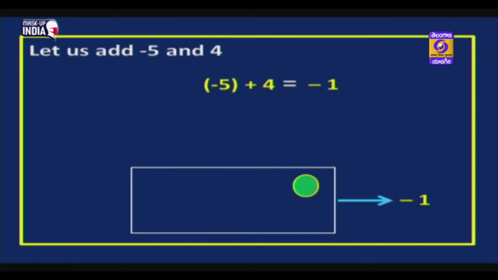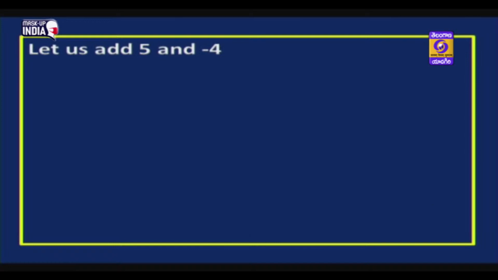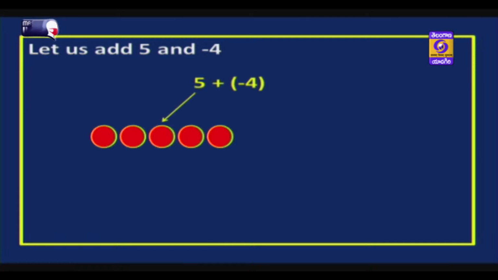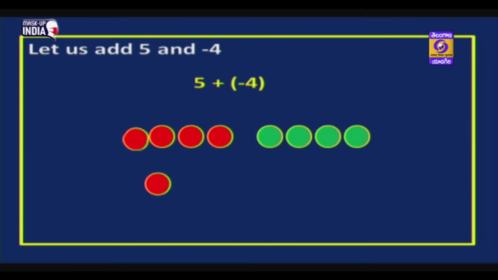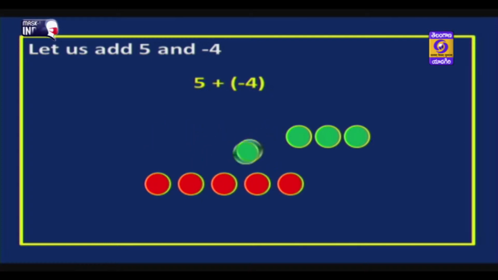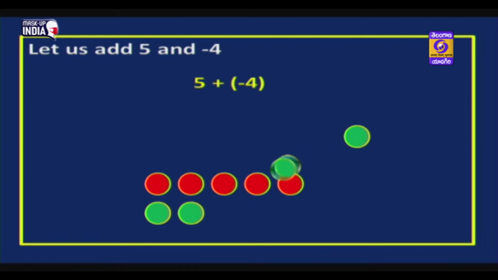Now let us take another example here. I am going to add a positive integer and again a negative integer. So first positive, then negative. So let us add 5 plus minus 4. So 5 represents, yes, 5 red coins because it is positive. Then minus 4 means it represents 4 green coins. Now let us add them children as shown on your screen. So I am taking these 5 red coins, and then below that I am going to place 4 green coins.